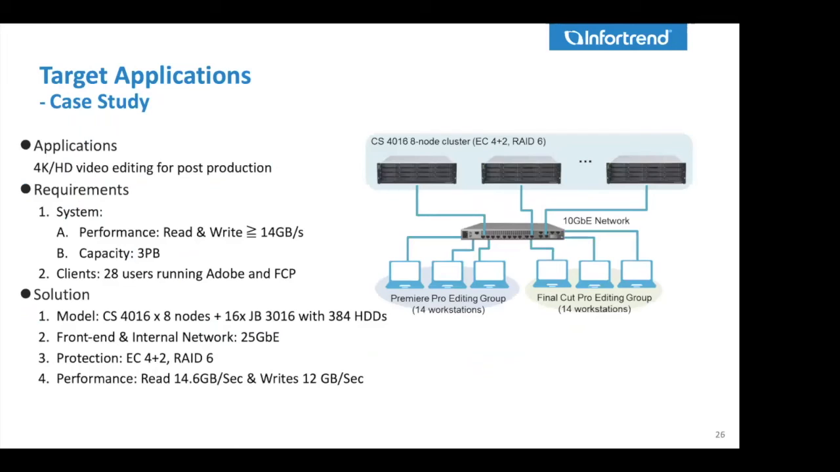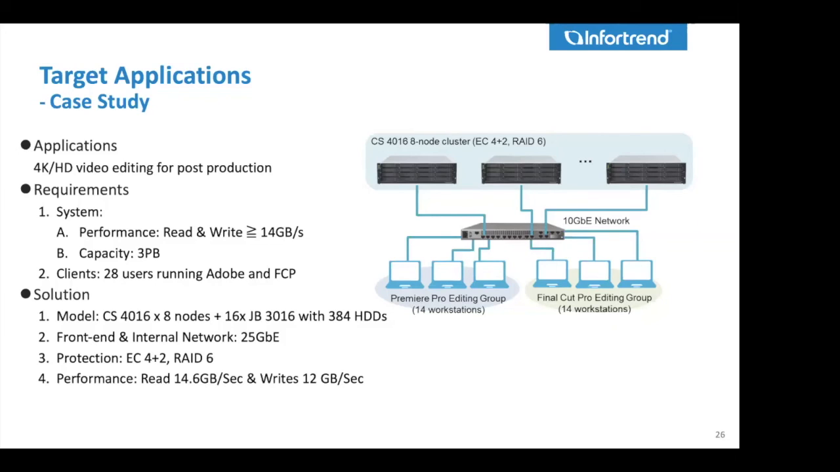Just a couple of quick case studies of deployments that have happened with Infortrend already. This one is for a 4K HD ProRes application for post-production. I think they've got 28 users running a mixture of Adobe and Final Cut. Read performance of about 14 gig a second, write performance of about 12 gig. This was done using their CS4000 series. So something that we haven't covered is there are three models broadly. There's the 4000 series, which is the highest performing system. There's the 3000 series, which is the mid-range system.